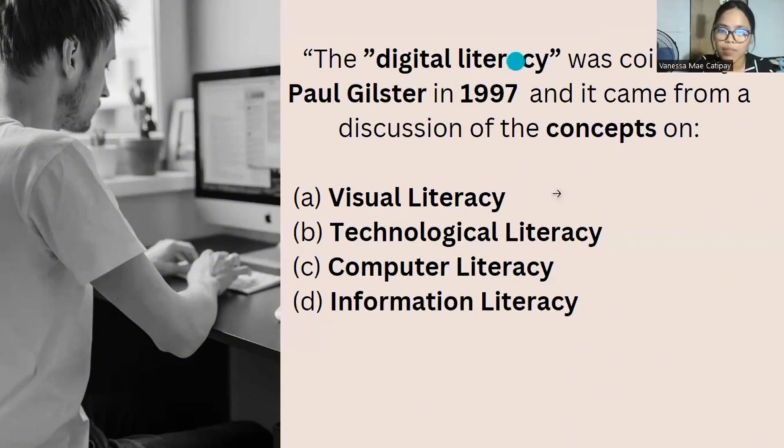The second one is technological literacy. It requires one to be able to use technology in addressing a need, so using technology to solve problems and accomplish tasks effectively. The third one is computer literacy. It is the knowledge and ability to use computers and existing technologies. The last one is information literacy. It refers to finding, evaluating, using, and sharing information.